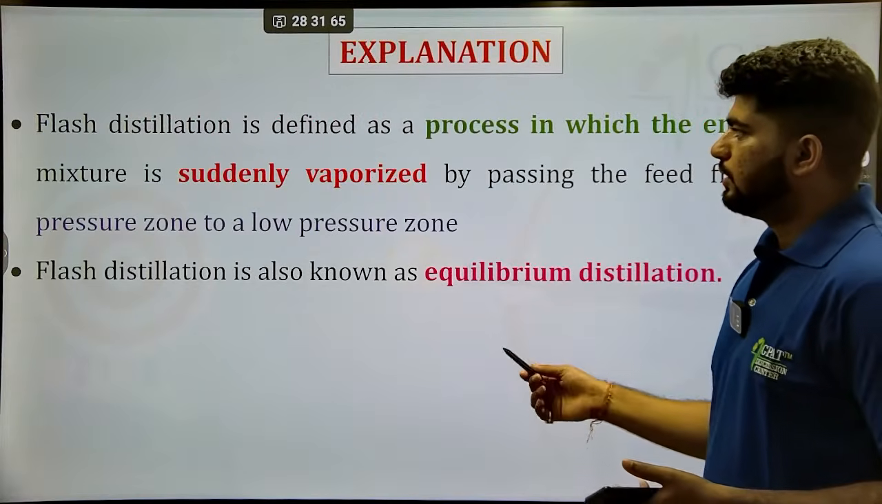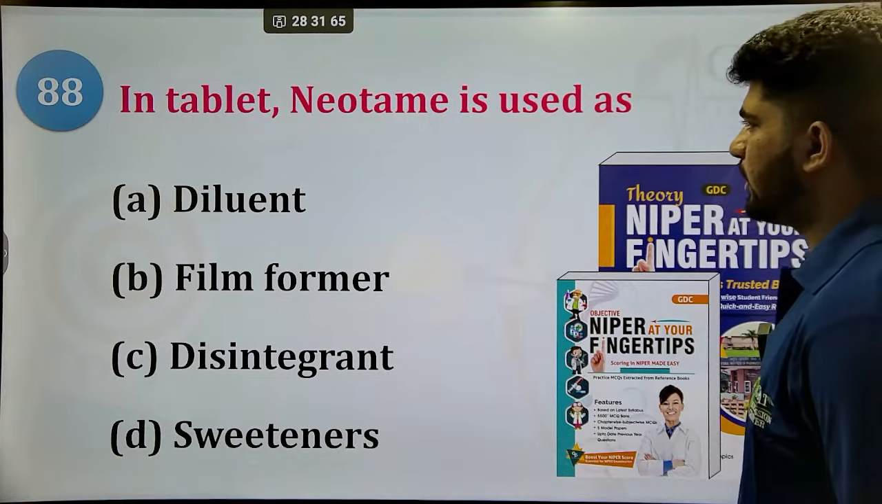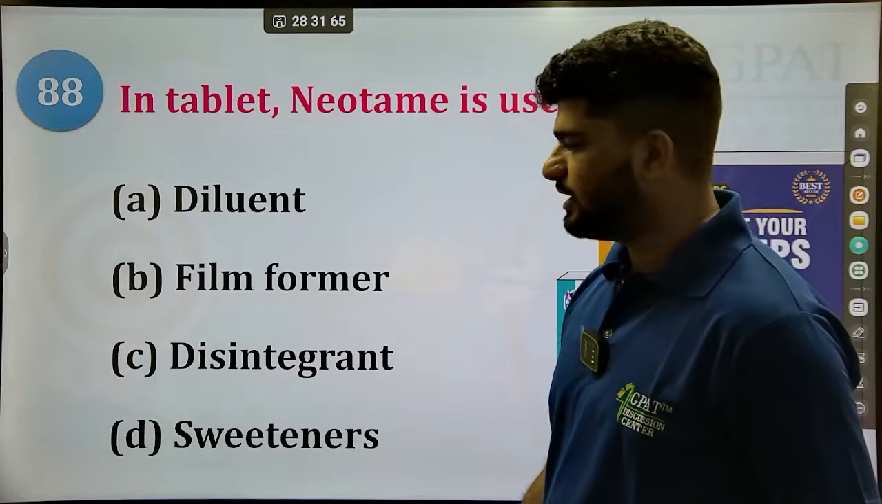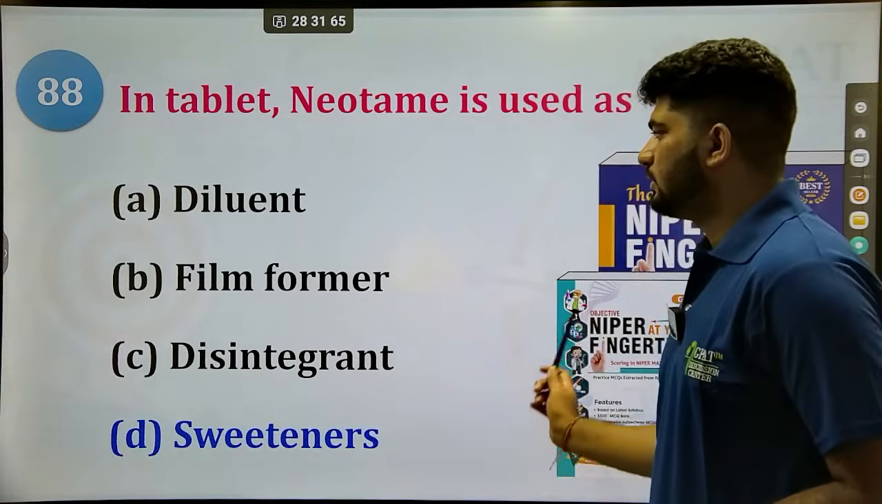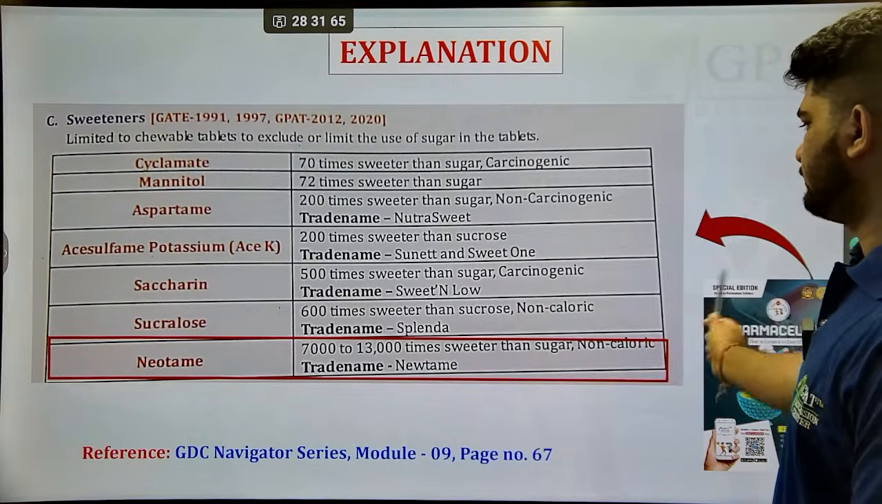Okay. All right. In tablet, neotame is used as, okay, neotame, aspartame, saccharine. These are nothing but your sweeteners only, right? Okay, here you can see neotame.